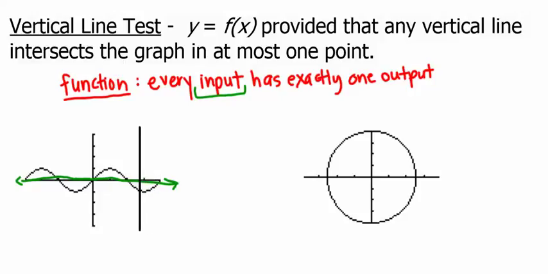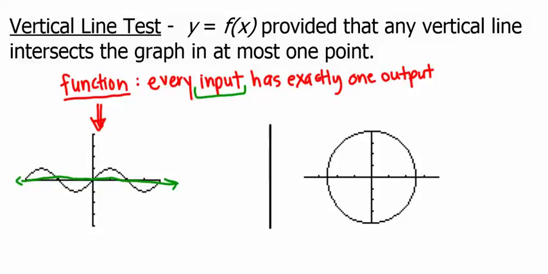As I pass the vertical line through this sinusoidal curve, it only intersects the curve in at most one point. So there's absolutely no places from left to right where I would pass through the curve and have two intersection points with this vertical line. That makes it a function. So that just gives you a visual representation that you only have one output for every input.